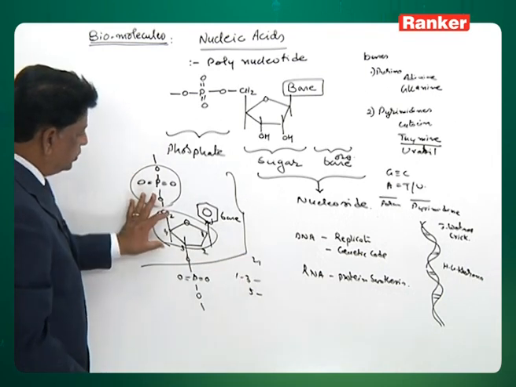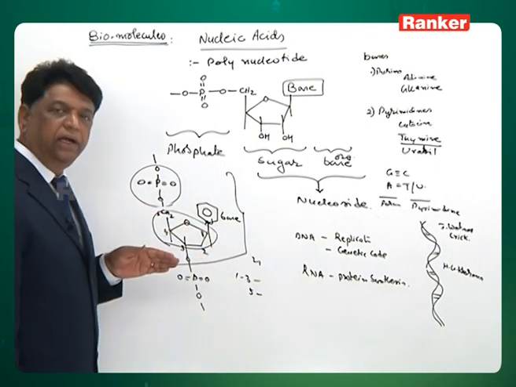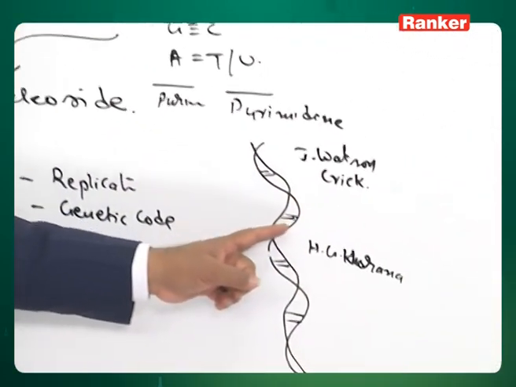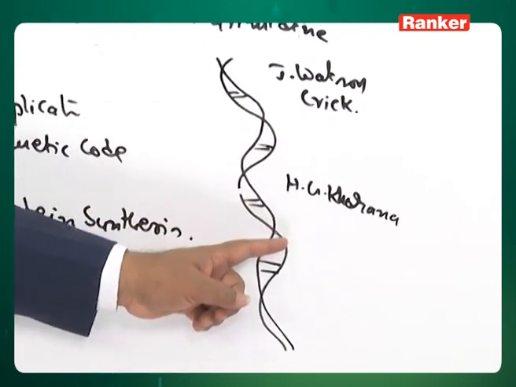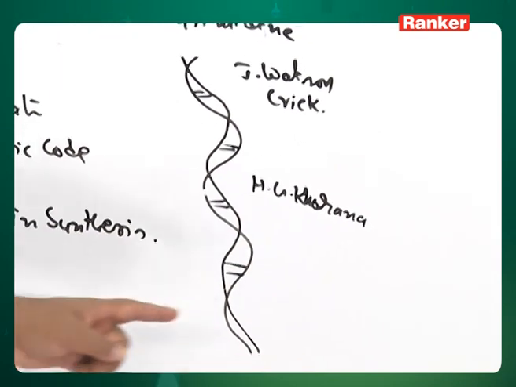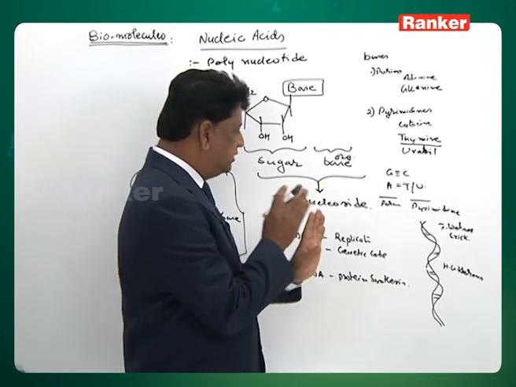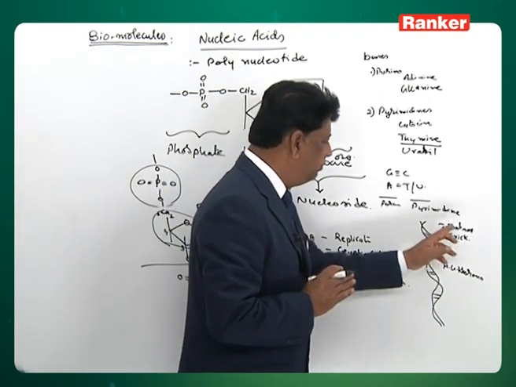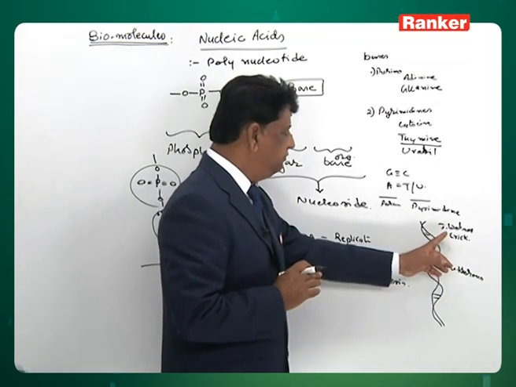A phosphate, a sugar and a base, n number of times, will become a long chain that is called a nucleic acid. Two nucleic acids will be there side by side. This one chain is called one nucleic acid, and there is another chain side by side, which is called another nucleic acid. These two nucleic acids are spiraled. This is called the double helix structure, given by James Watson and Crick. The structure of the nucleic acid was revealed by Watson and Crick.